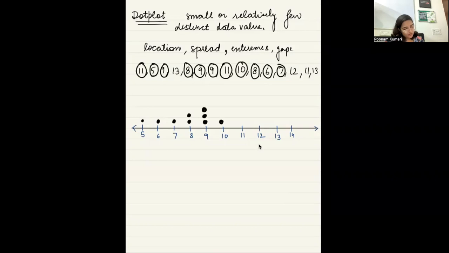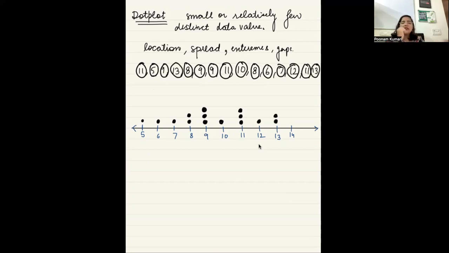1, 2, 3. So 3 times 11, then 12 only 1 time, so 12. And then 13, you have 2 times 13. So we put 1 here and then 1 here. So this is your dot plot.